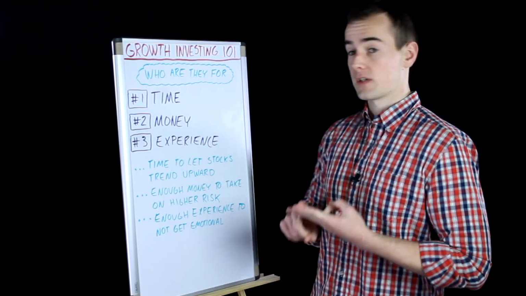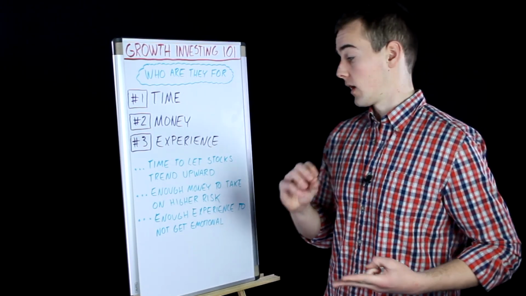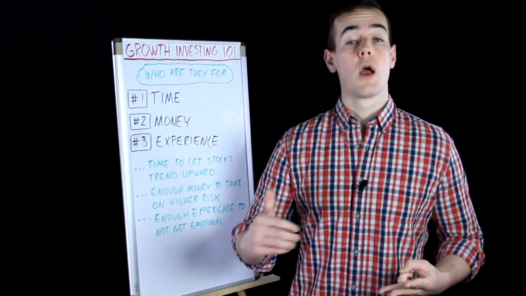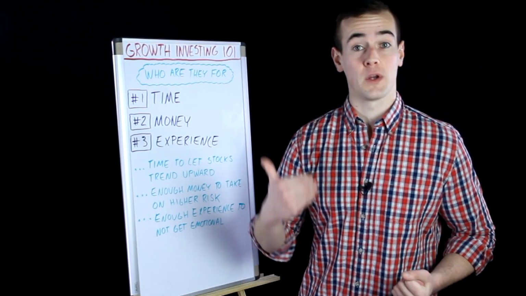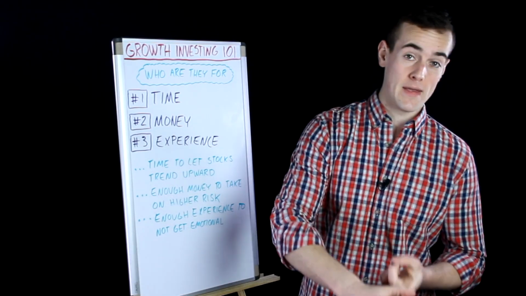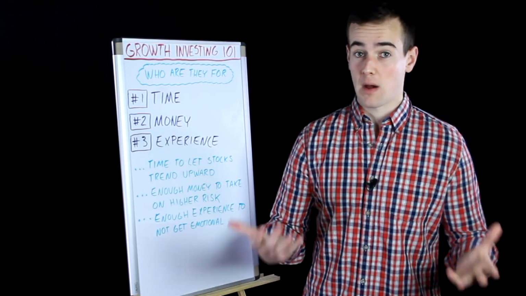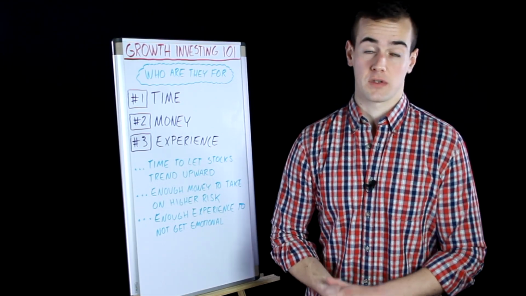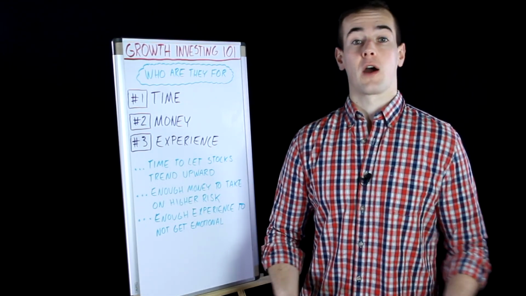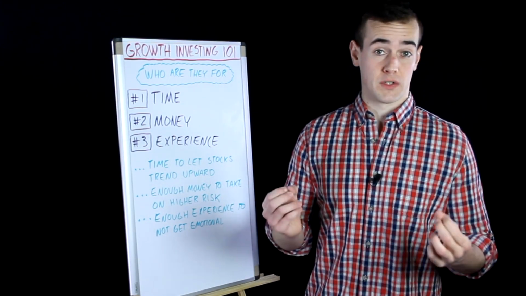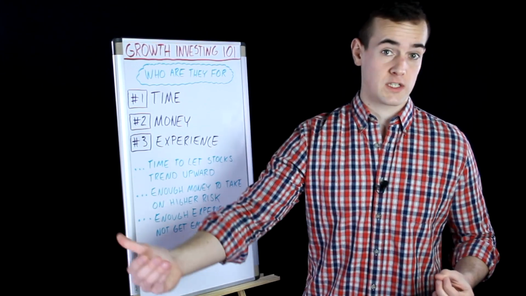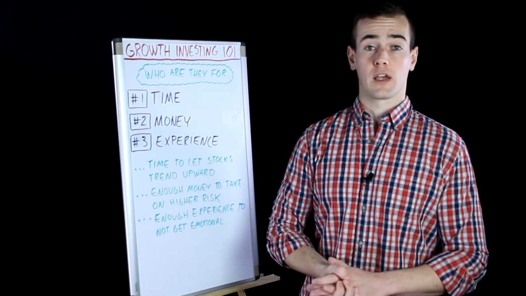And then third of all, this is for people who have enough experience to not get emotionally involved with their investments. So if you know you're the type of person who gets emotional when it comes to making money or losing money, then you should probably stay away from growth stocks until you have some more experience with the market. Start out with blue chip stocks, start out with dividend stocks. These are much lower volatility investments.